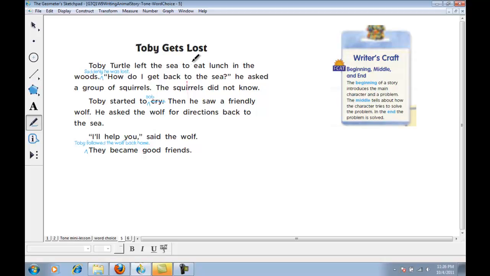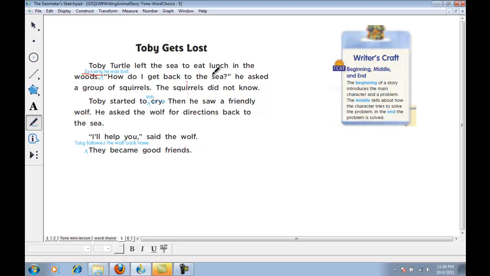Toby Turtle left the sea to eat lunch in the woods. Now, before we jump straight into, "How do I get back to the sea?" he asked a group of squirrels, and it doesn't really mention that he's lost. So we need to make sure we add a sentence there that says, "Suddenly he was lost." Notice this transition word, suddenly. Remember we talked about transition words a couple weeks ago? Make sure you're still using those in your writing.